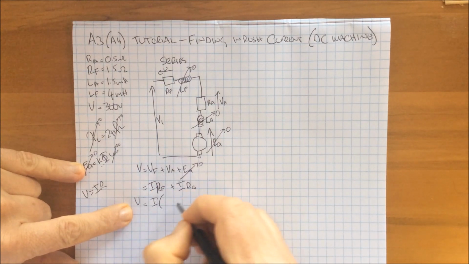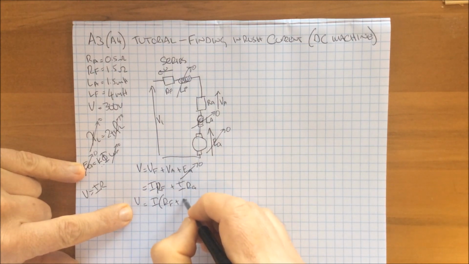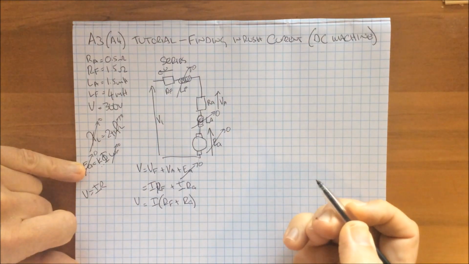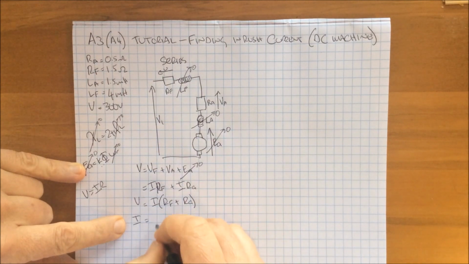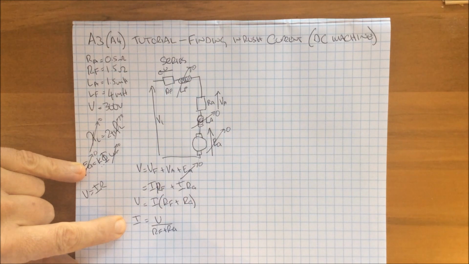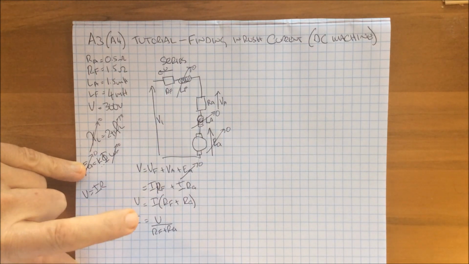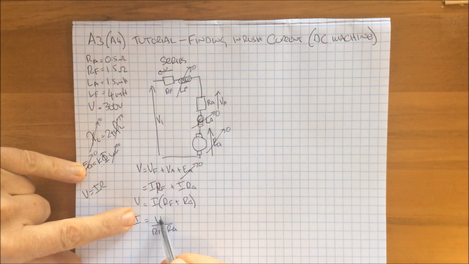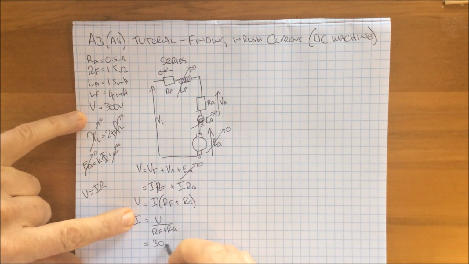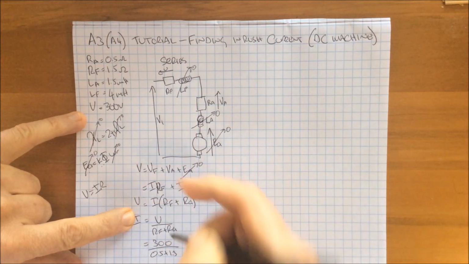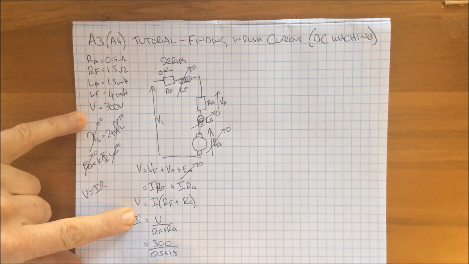We can pull both those current terms out of that. We can rearrange that to make current the subject. We've now got a solution. We want to know that. We know what that is, we know what that is, we know what that is. So now we can just plug the numbers. And it's 300 over 0.5 plus 1.5, because we're given those. And of course that gives us a solution of 150 amps.